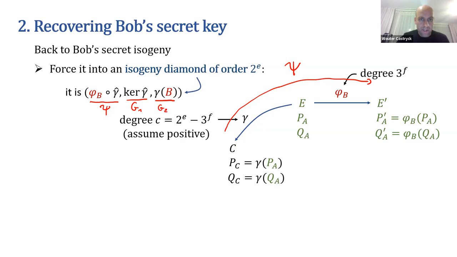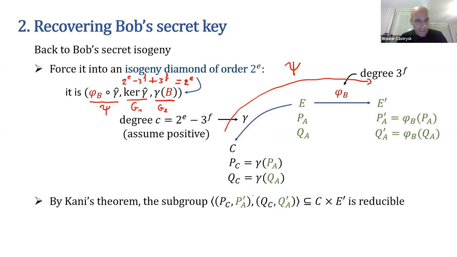And the number of elements here, let me write it here, is 2 to the e minus 3 to the f. The number of elements here, well, we don't know what the isogeny is, but we know its degree, it's 3 to the f. And this is why the degree was chosen as such, because the sum of these two things is 2 to the e. And so we indeed have an isogeny diamond of order 2 to the e.